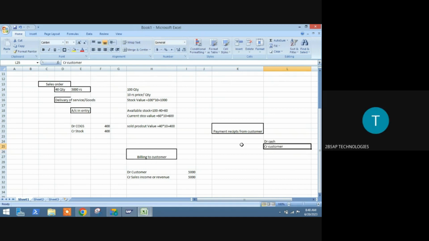Here, sir, cash means if you are in real time, what is going to be here? Instead of cash, we will say it as bank account. Clear? This is your general process.